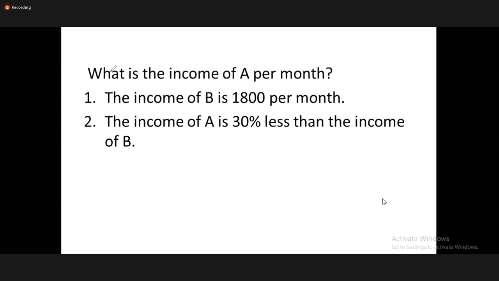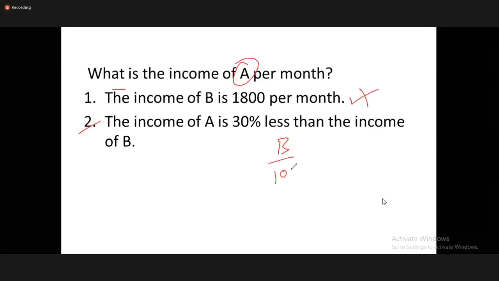Because simple. What is the income of A per month? I don't need A's income. The income of B is 1,800 per month. If B alone is known, can you get A's value by using equation 1? No. With this data, can you figure it out? No, absolutely right. Next, the income of A is 30% less than the income of B. With 2 alone, can you figure out A's income? No, you can't.